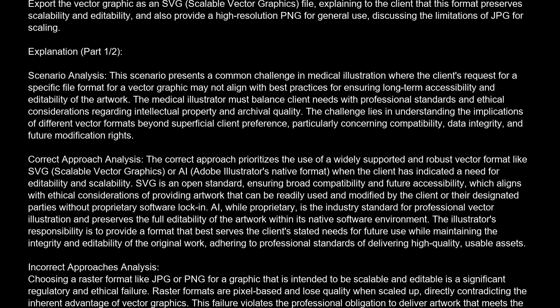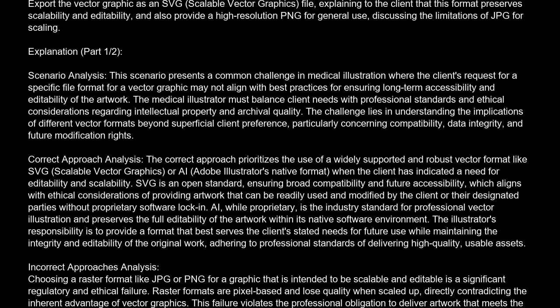The correct answer is D. Export the vector graphic as an SVG, scalable vector graphics file, explaining to the client that this format preserves scalability and editability, and also provide a high-resolution PNG for general use, discussing the limitations of JPG for scaling.